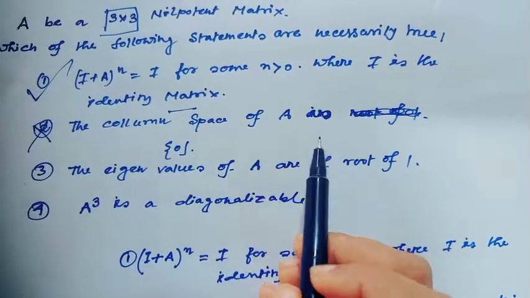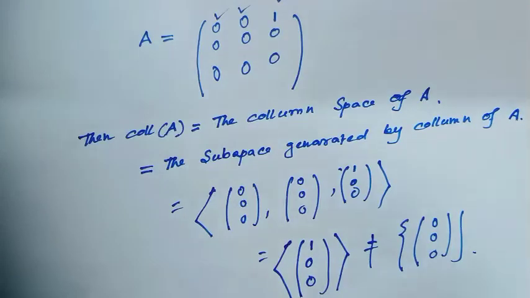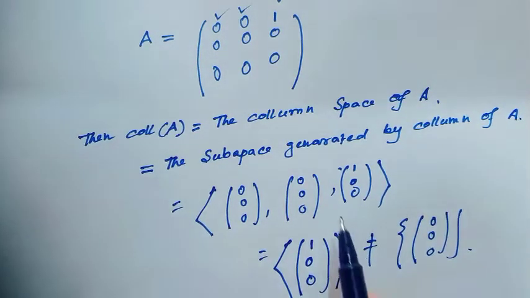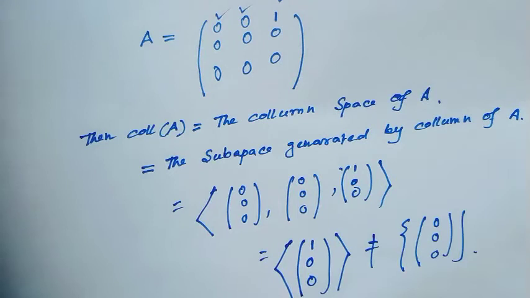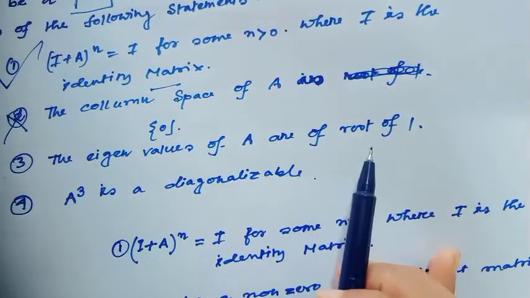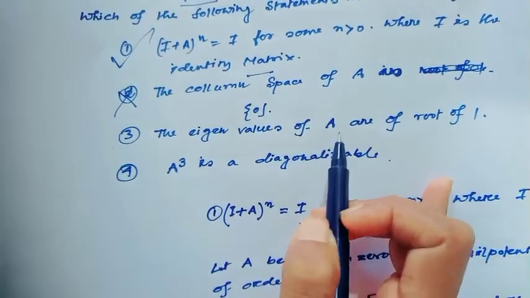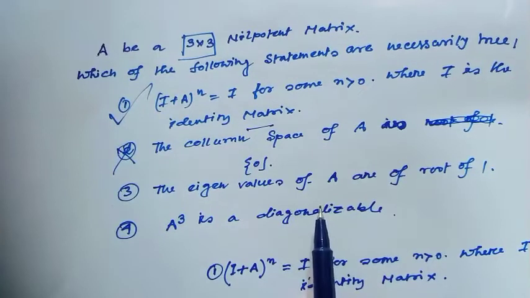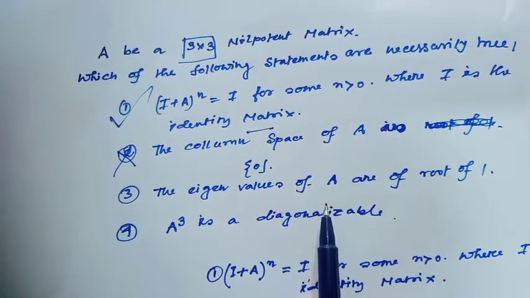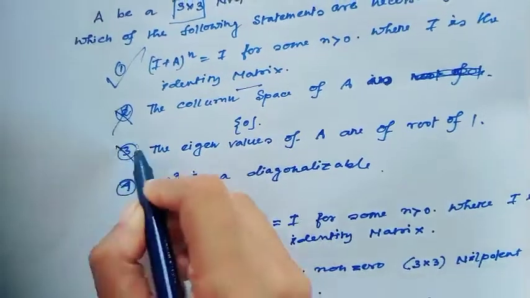Column space of the matrix is singleton set 0. This is not true. By example, we can verify option 2 is not true. Here column space is generated by a non-zero column, but the matrix is obviously a 3x3 nilpotent matrix. Option 3 indicates the eigenvalues of the matrix are of root 1. Option 3 is also not true, because all of us know the eigenvalue of a nilpotent matrix is always 0. So eigenvalue of root 1, this is not true.